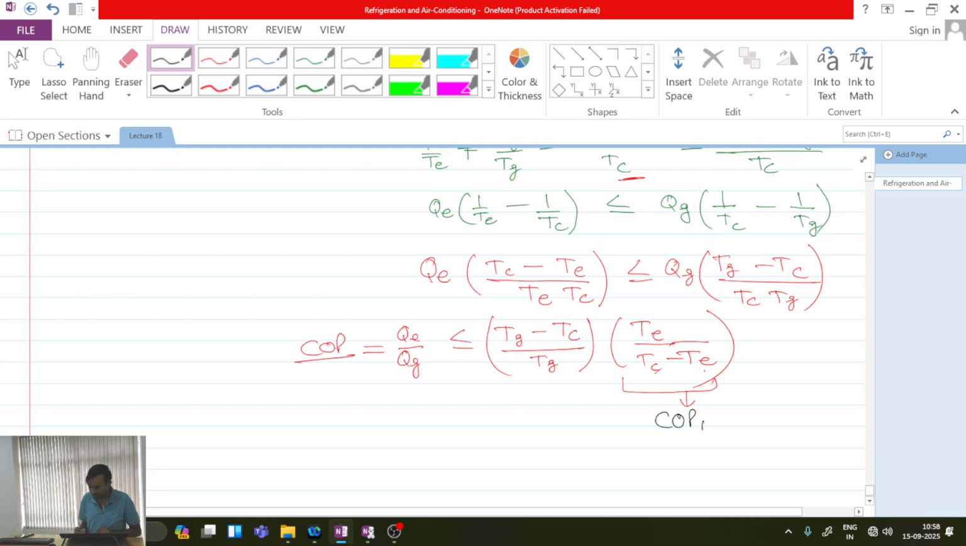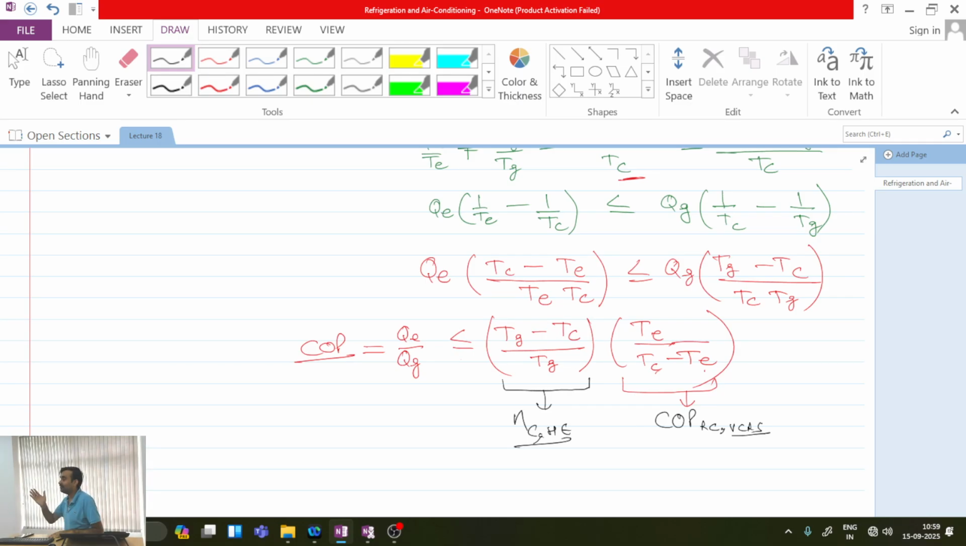TE by TC minus TE is the COP of a reverse Carnot refrigerator when it is used in VCRS mode, a vapor compression refrigeration system. And TG minus TC divided by TG is nothing but the efficiency of a Carnot heat engine. Now you can see the maximum COP of the absorption system is the COP of the vapor compression refrigeration system multiplied by the efficiency of the heat engine.